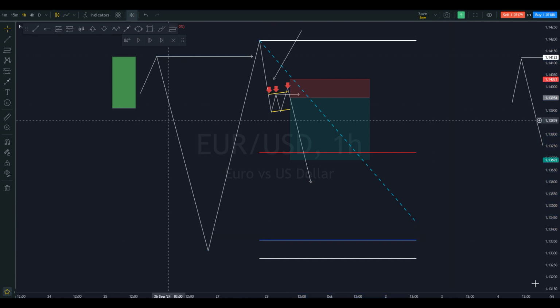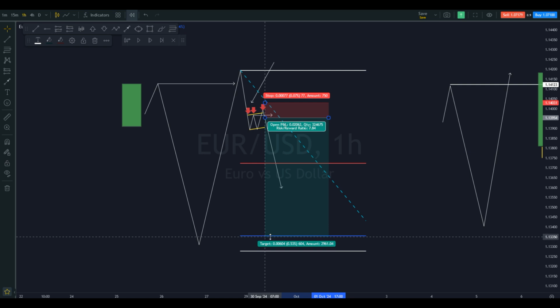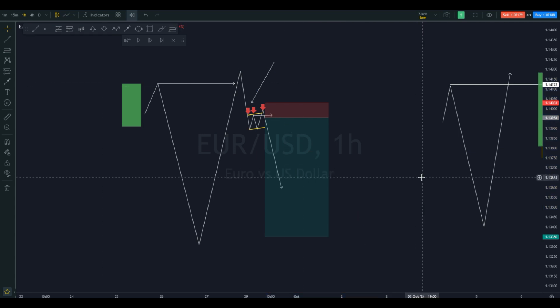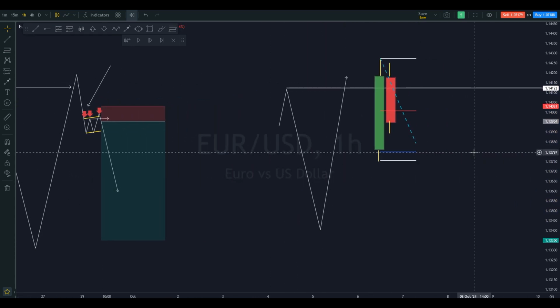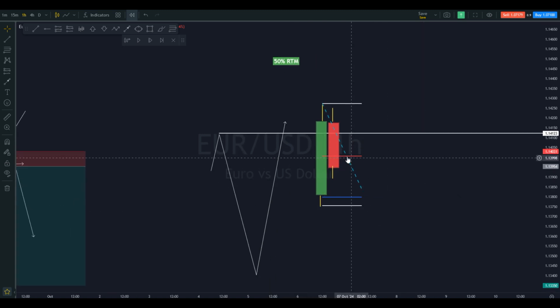And then obviously our targets will be our 90% rule. We're going to target our 90% rule. So let's go to our 50% retracement entry, guys.